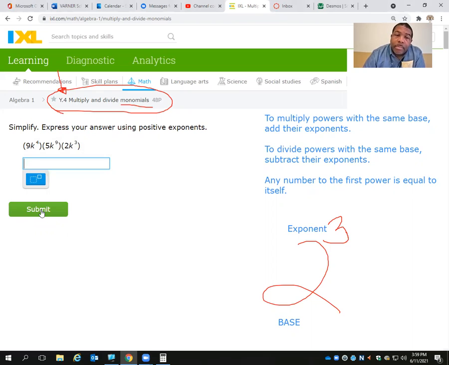Okay, this one should be easy. And I'm going to move quickly on this one, all right? So 9k to the 4th, 5k to the 9th, 2k to the 3rd.